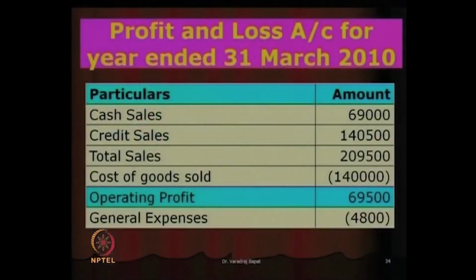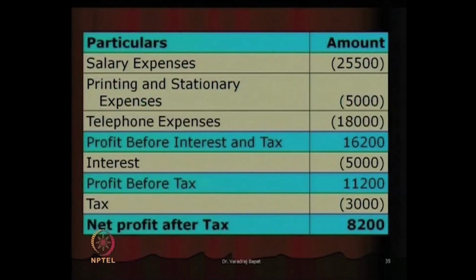Let us go back to the P&L again. So you have got cash sale, credit sale, you get operating profit. You reduce all the expenses, we get profit before interest and tax, reduce interest, reduce tax, so you get net profit after tax. Is it clear?